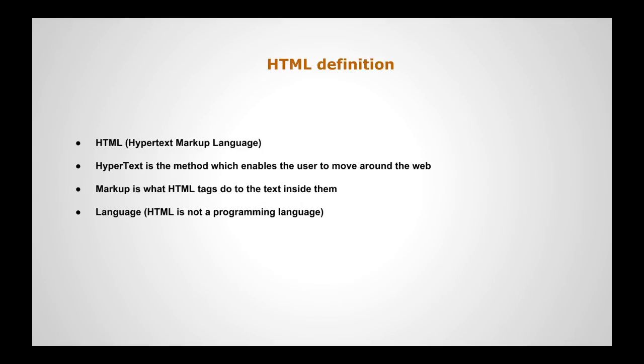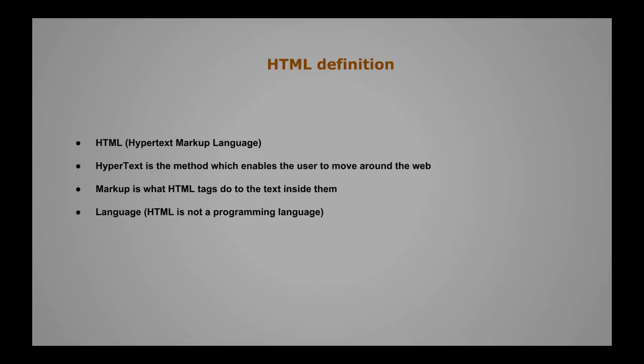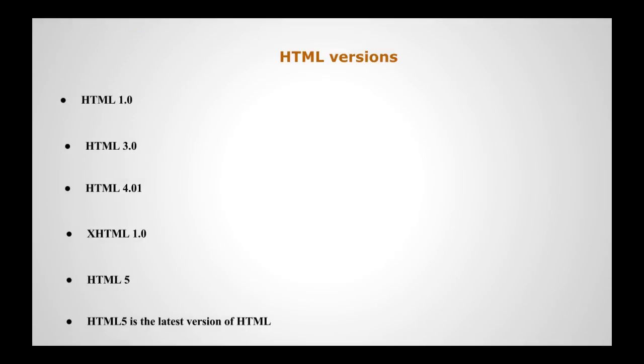HTML went through versions. The first version of HTML was HTML 1.0, and this was introduced in 1989. Then came HTML 2.0, then 3.0, then 4.0, then XHTML was introduced in 1997, and it was the language used by web developers until October of 2014. This is when HTML5 was published.